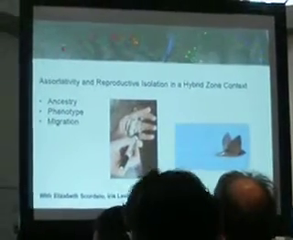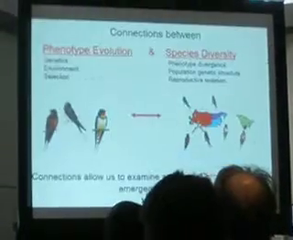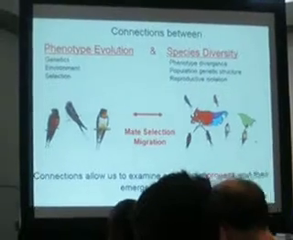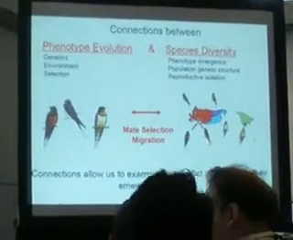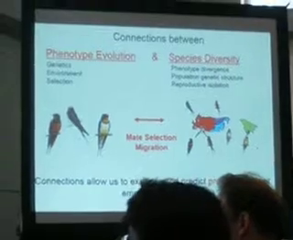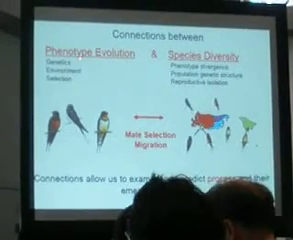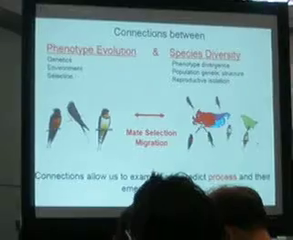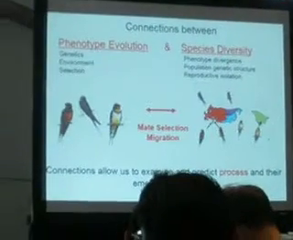The next steps are to do some more population-level experiments within these contact zones to actually look at how behavioral interactions are mediating reproductive isolation. And then the hope is to actually look at these processes of mate selection and migration to look at the interactions of phenotype evolution and species diversity when these populations are in contact with one another.